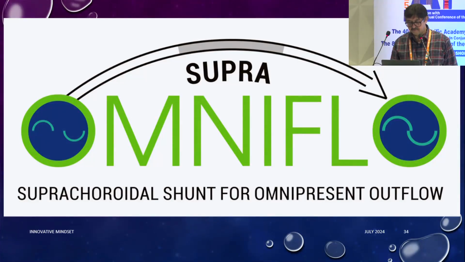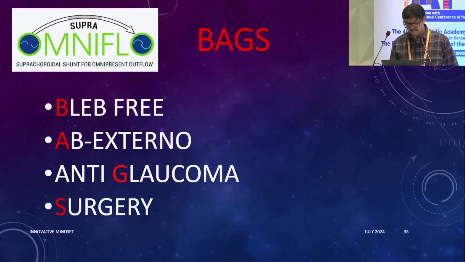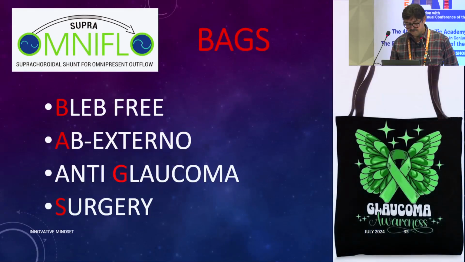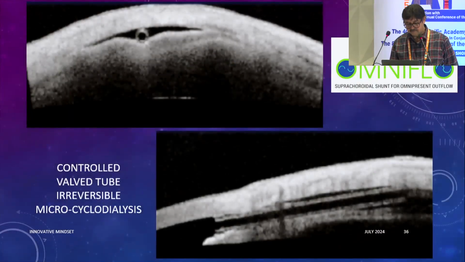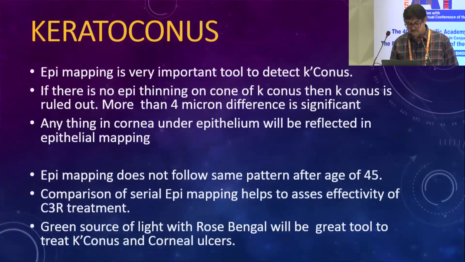OmniFlow Supra is another version of OmniFlow. OmniFlow Supra is a suprachoroidal tube shunt for BAGS, that is bleb-free ab externo glaucoma surgery. It drains the aqueous humor from the anterior chamber to the suprachoroidal space.